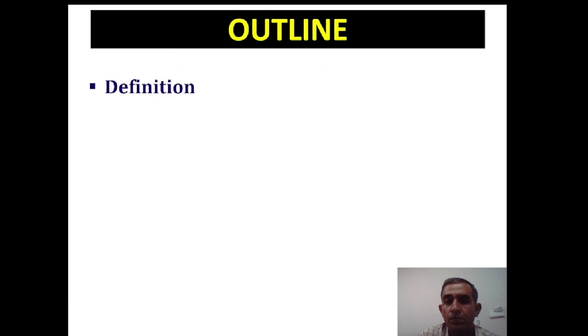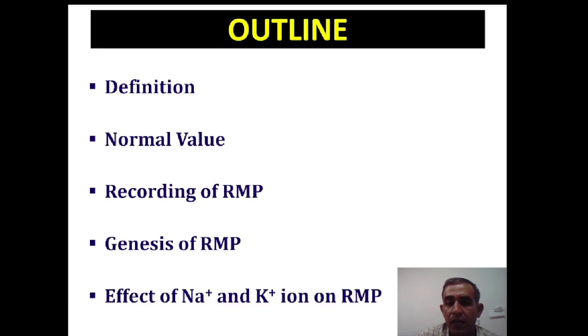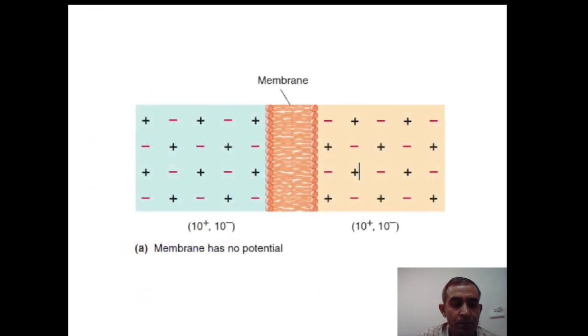We start with the definition of the RMP. After that we will discuss the normal value, then the recording of the RMP, how it is recorded. Then the genesis of the RMP, which is one of the most important topics. It is frequently asked as a short note or short answer question in university examinations. Genesis of the RMP means how the RMP is developed. In the last we will discuss the effect of sodium ions and potassium ions on the resting membrane potential. So let's see one by one.